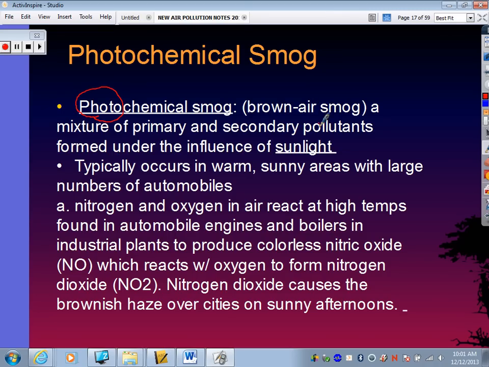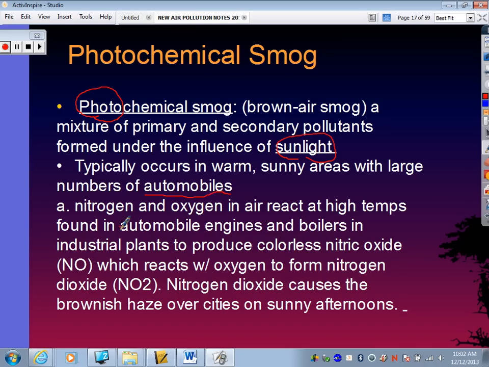It says it's a mixture of primary and secondary pollutants formed under the influence of sunlight. It typically occurs in warm, sunny areas with a large number of automobiles. So a lot of times it happens in really busy cities on warm afternoons, after you've had plenty of sunlight and lots of highway traffic to get all these precursors to the smog up in the air to react with each other.